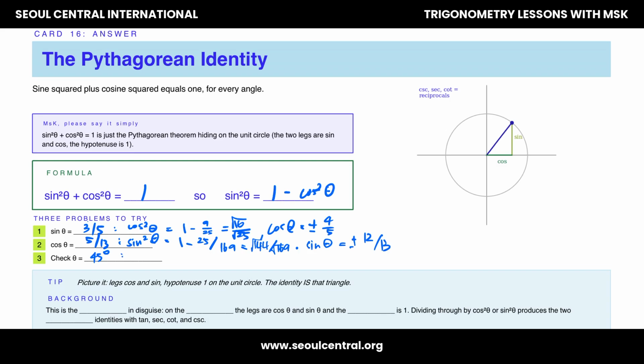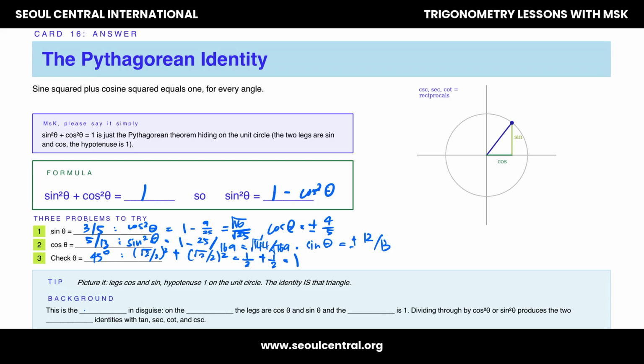How about if we had a 45-degree angle? Then the coordinates would be square root 2 over 2 squared plus square root 2 over 2 squared. Remember, your cosine is the x and the sine is the y. That equals half plus half, which equals 1. So again, just picture it: the legs are cosine and sine, the hypotenuse is 1 on the unit circle, and the identity is that triangle.